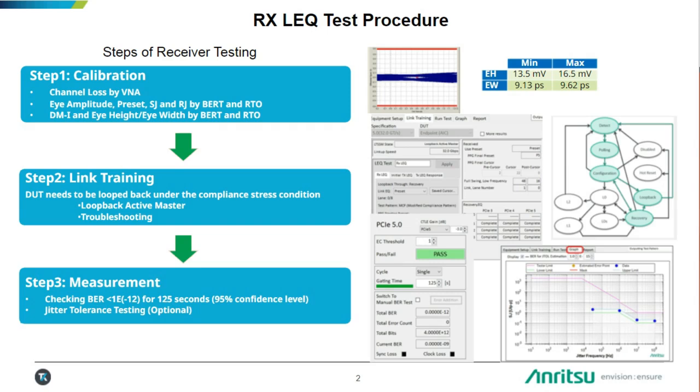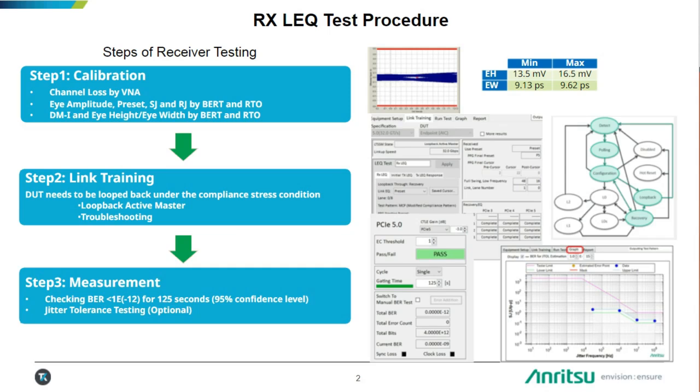Your DUT makes loopback and runs a BER test, and the criteria is 10 to the minus 12, 0 or 1 error for 125 seconds, almost 2 minutes. That is a 95% confidence level. Actually, 0 errors is a 98% confidence level of 10 to the minus 12. 1 error is still a 91% confidence level.